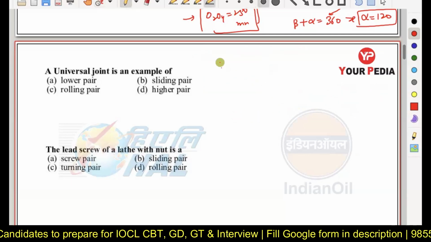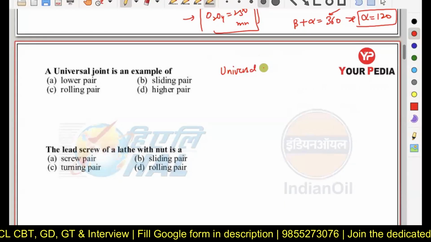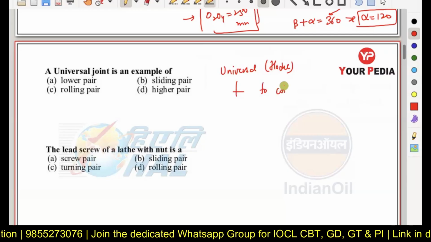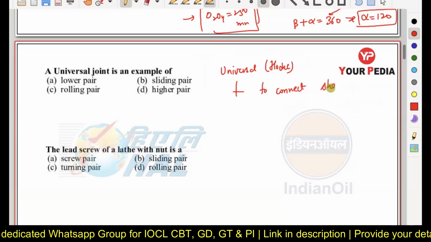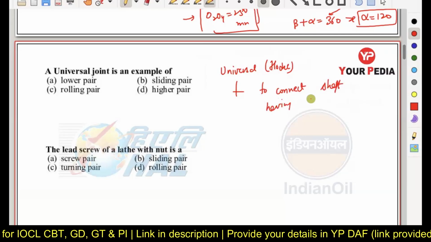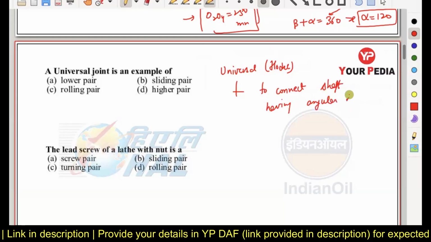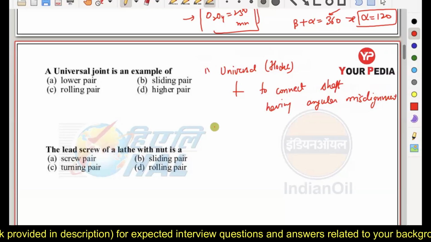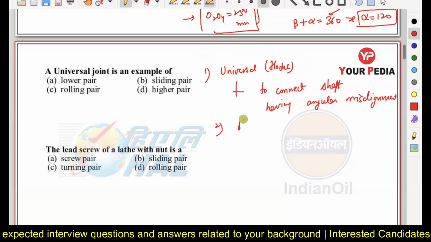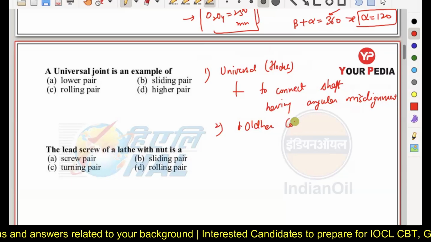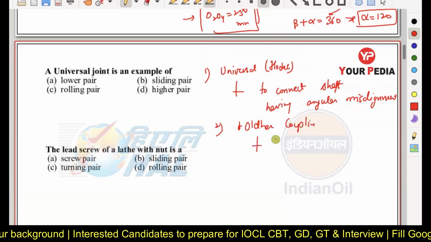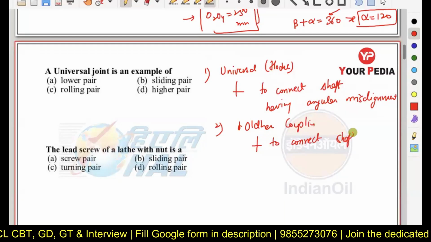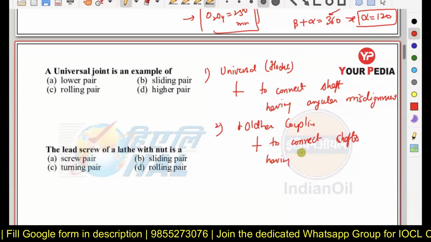Universal Hooke's joint is the same one, used to connect angularly misaligned shafts. And second, we have the Oldham coupling. Oldham couplings are generally used to connect two shafts which have lateral misalignment here. To connect shafts having lateral misalignment.